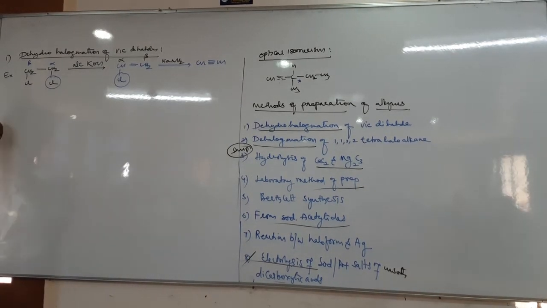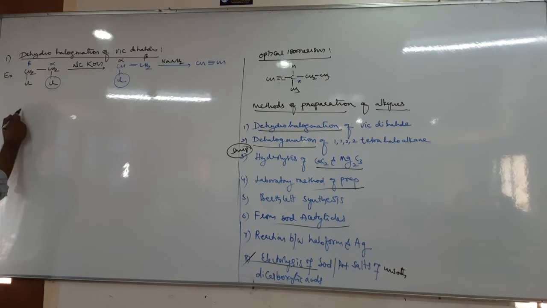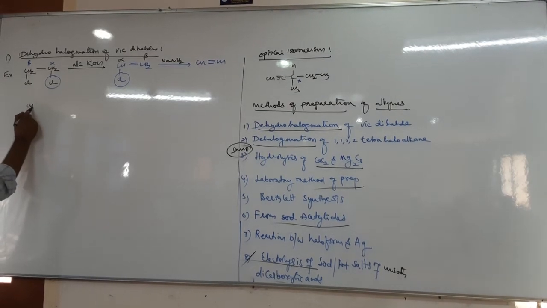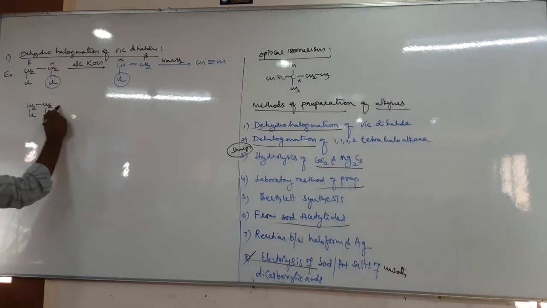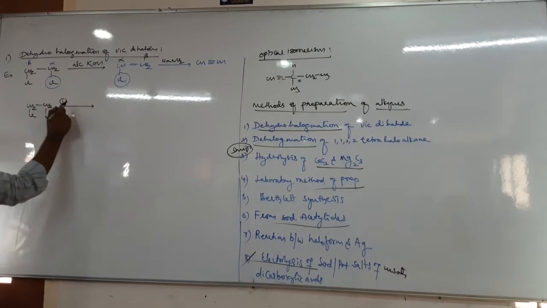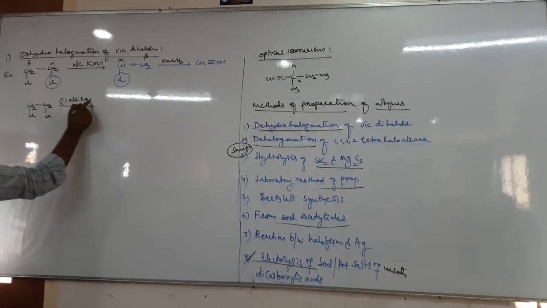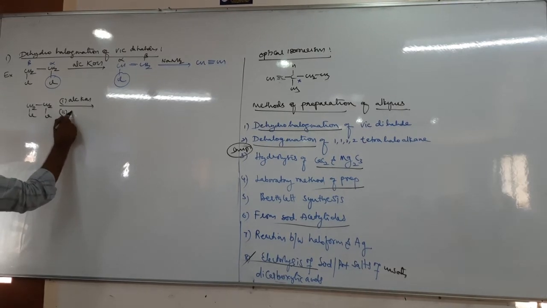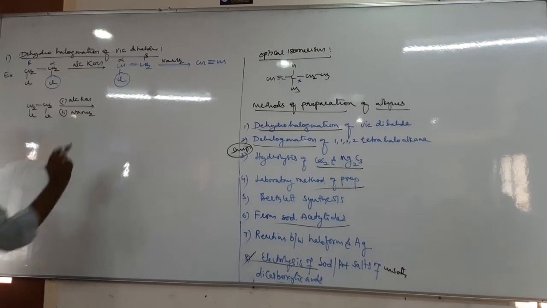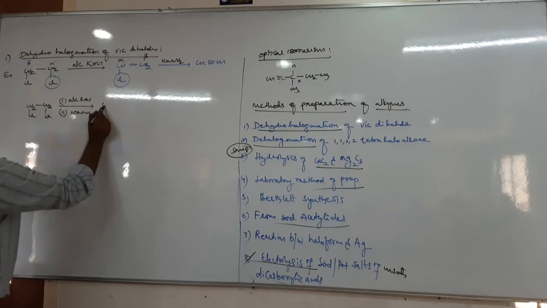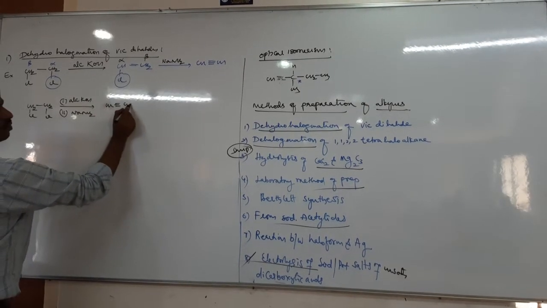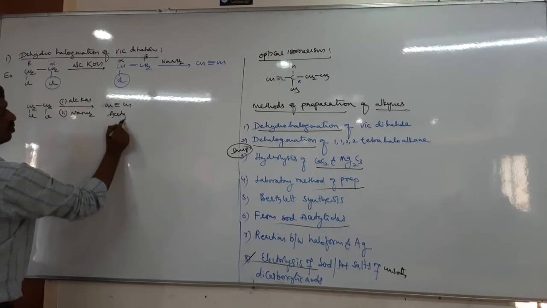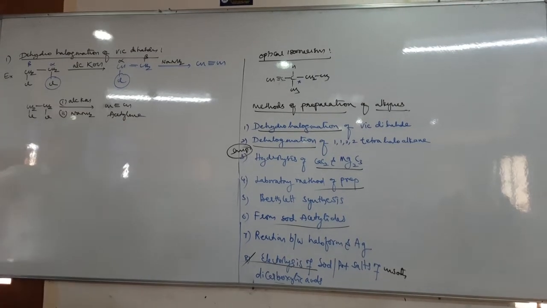Okay, then in exams, this question will be given like this: CH2Cl-CH2Cl, and here the first reagent is alcoholic KOH and the second reagent is sodamide. What is the product? That is acetylene, right? Acetylene.